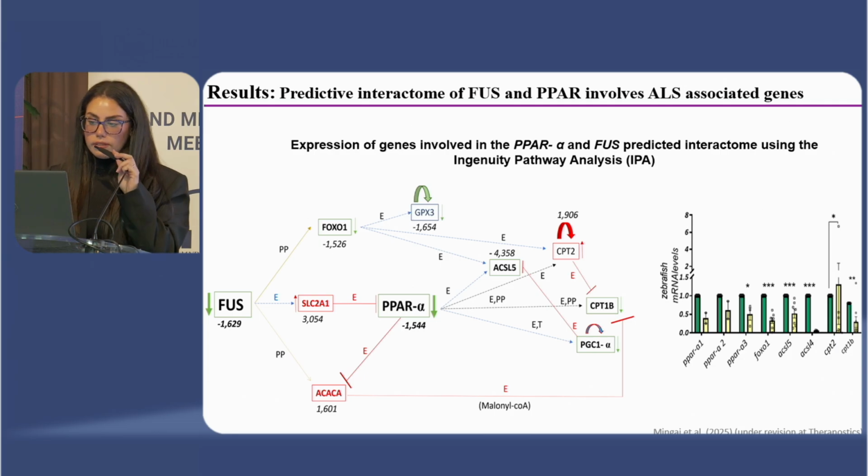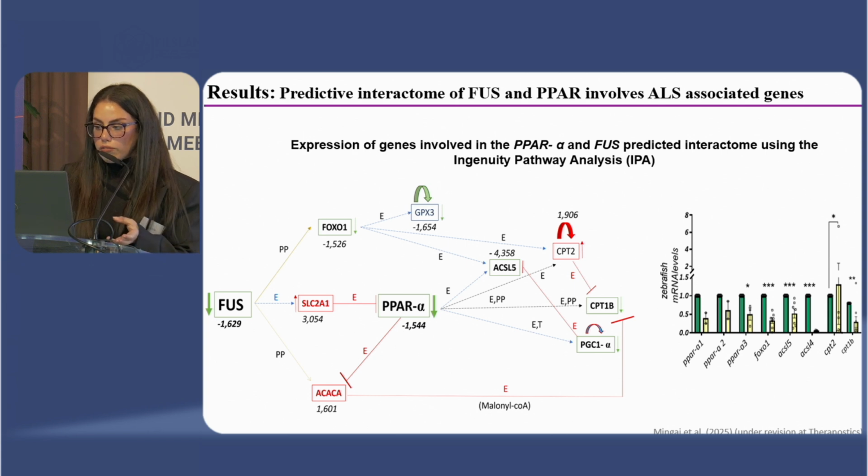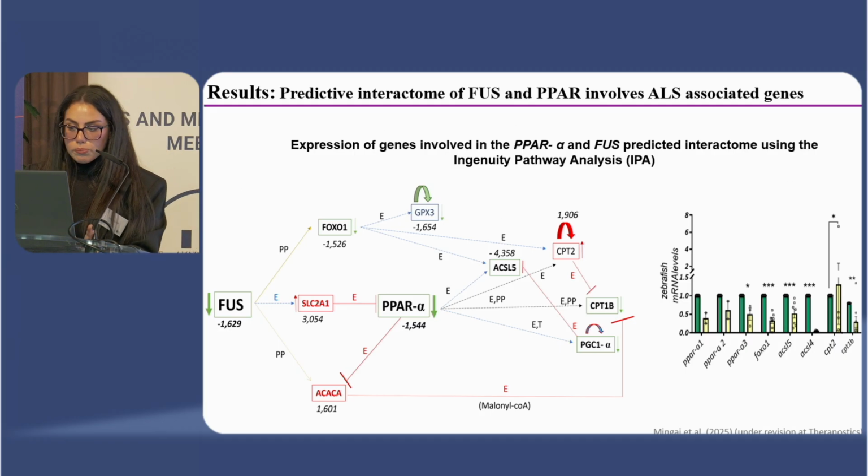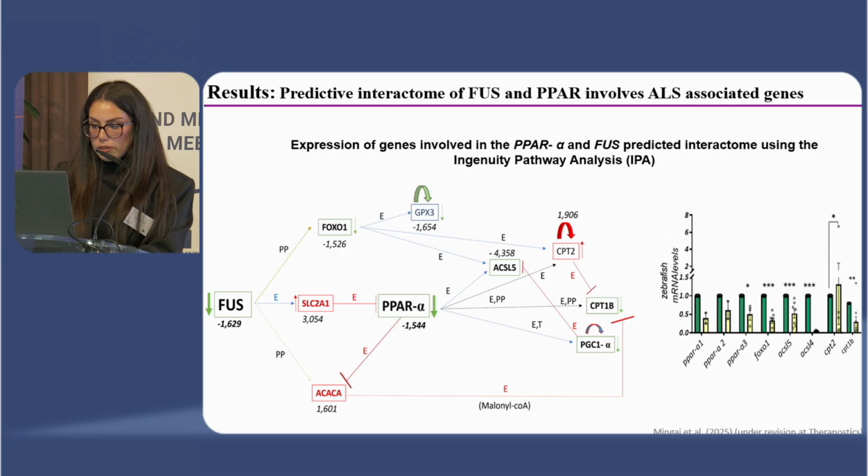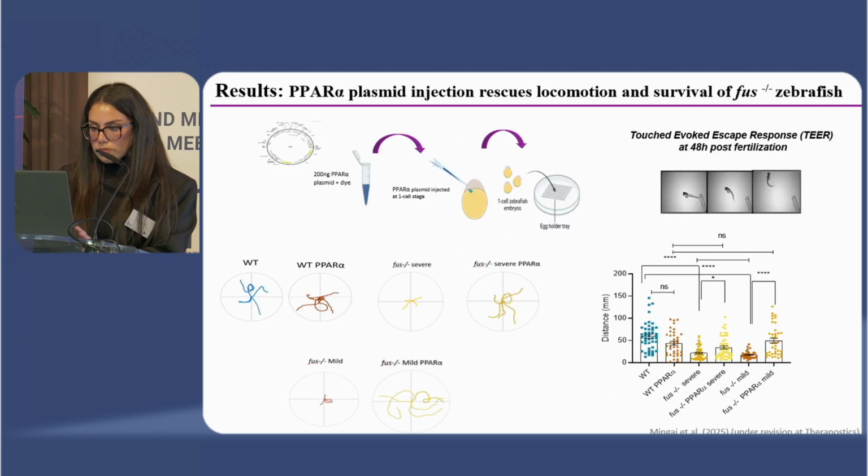So here we did the IPA analysis to look at the different genes involved in the PPAR alpha pathway and to see how they interact with our gene of interest, which is FUS. We saw multiple genes that were downregulated in the pathway, including an interaction with FUS. So this proves that the PPAR alpha pathway is a major pathway, and we decided to target it to potentially restore the function of the mutated FUS.